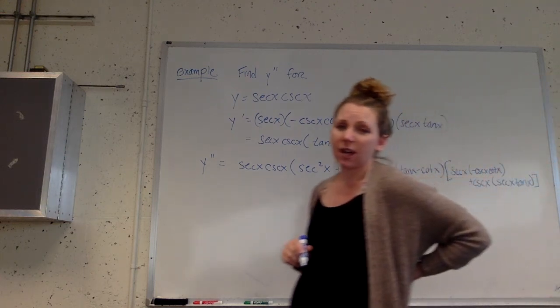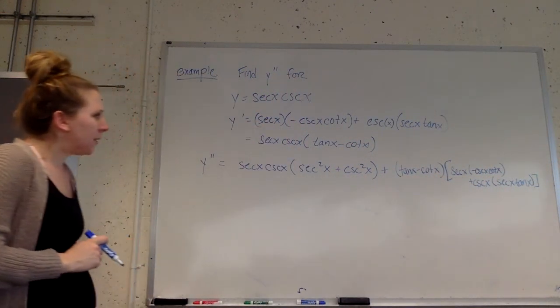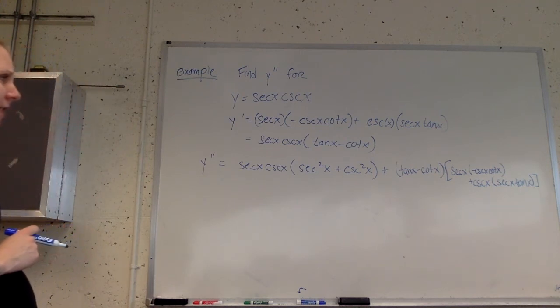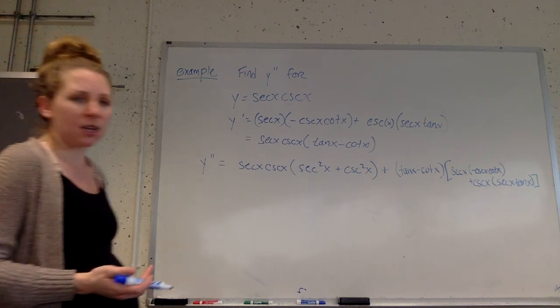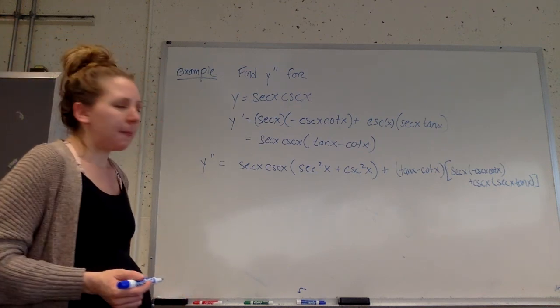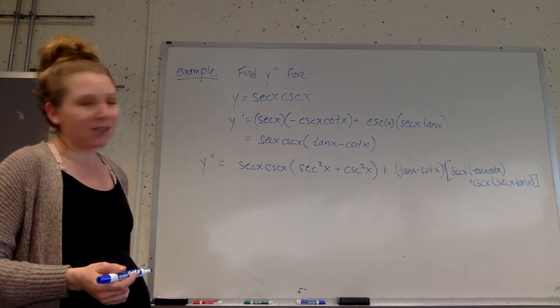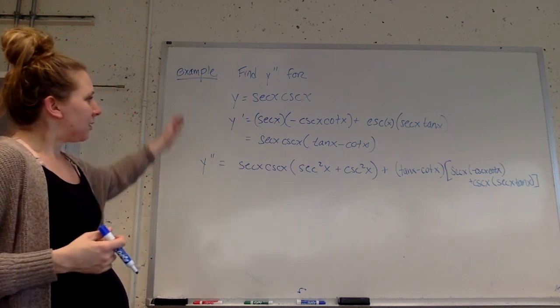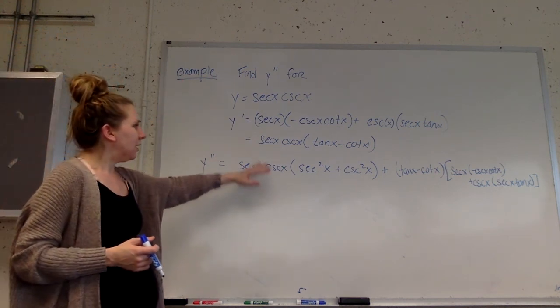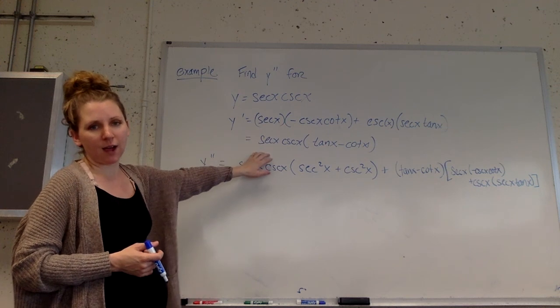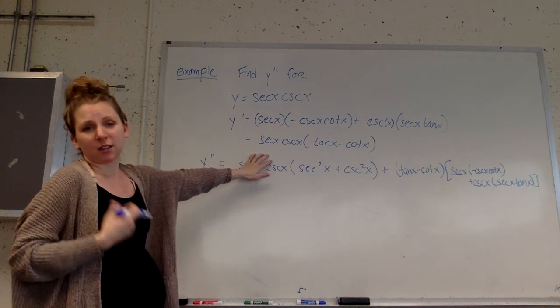Okay, so you can see there's a lot of terms to this. We could probably go about gathering some and seeing if anything cancels or simplifies and so forth. Okay, but I'll leave the simplification up to you guys. I wanted to illustrate the process of finding a second derivative when you have more than one product, right?